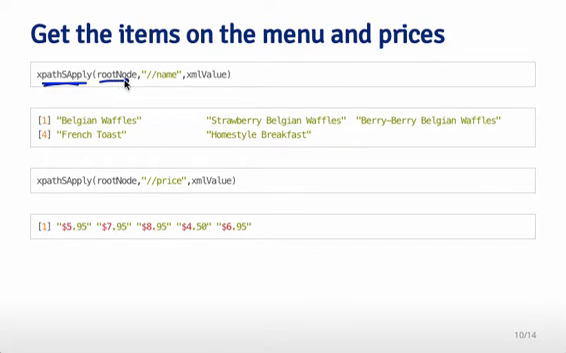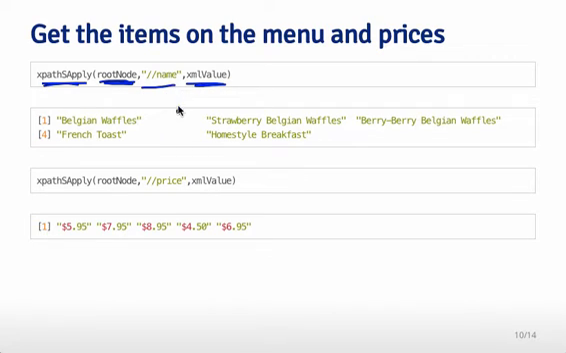So we're going to, again, pass it the root node. That's the entire document. And then we're going to use this XPath element here, /name. What that's going to do is go through and get all of the nodes that correspond to an element with title name. And then it's going to get the XML value of those nodes.